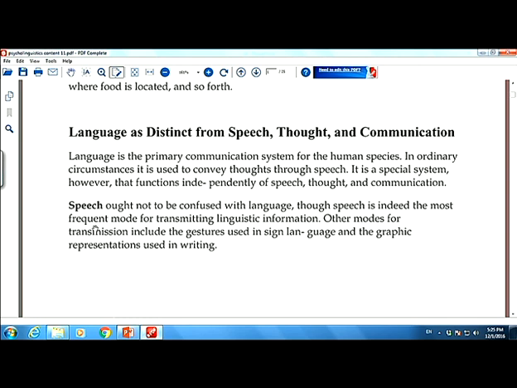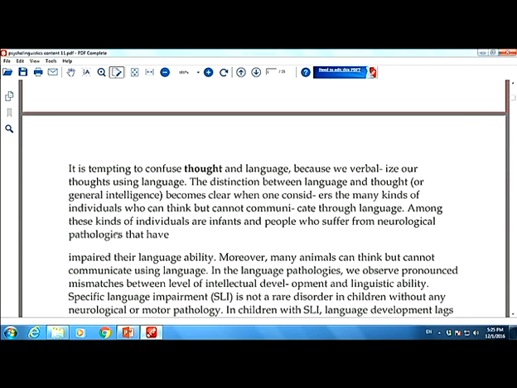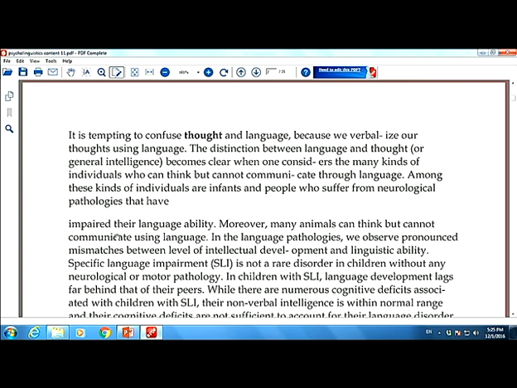So let's read it together and then inform ourselves as to why speech should not be confused with language and why people confuse speech with language. We talked about that previously, if you remember. Also, it is tempting to confuse thought and language. It is very easy to do that. People confuse thought, thinking, with language, but they are actually two different things. Why? This is important. We need to understand why.